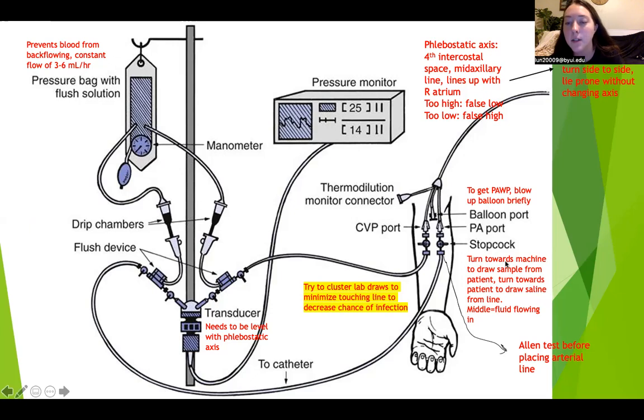Okay, so it says to turn towards the machine to sample from the patient, turn towards the patient to draw saline from the line. So this stopcock right here, if you turn it towards the patient, towards the port, you'll be able to draw saline out of this line, because turning it towards something stops wherever this arrow is pointing. And if you turn it towards the line, towards the machine up here, you're able to draw a sample from the patient right here. And if it's in the middle, that just means the fluid coming in from the bag is just flowing in. It's in a neutral position.